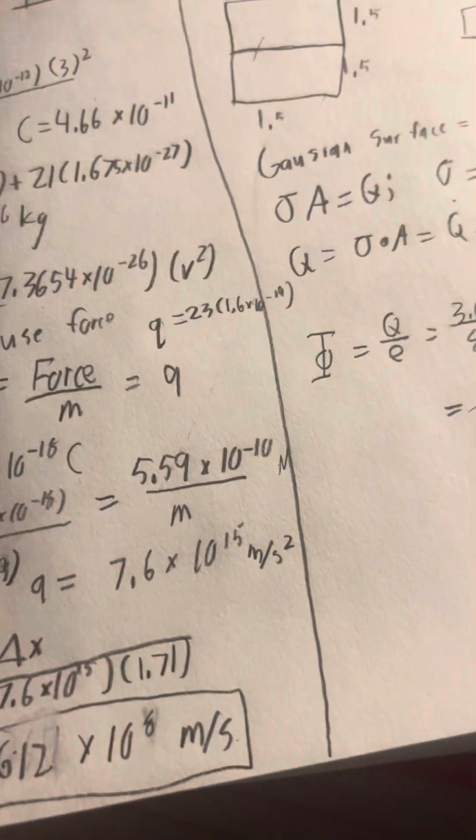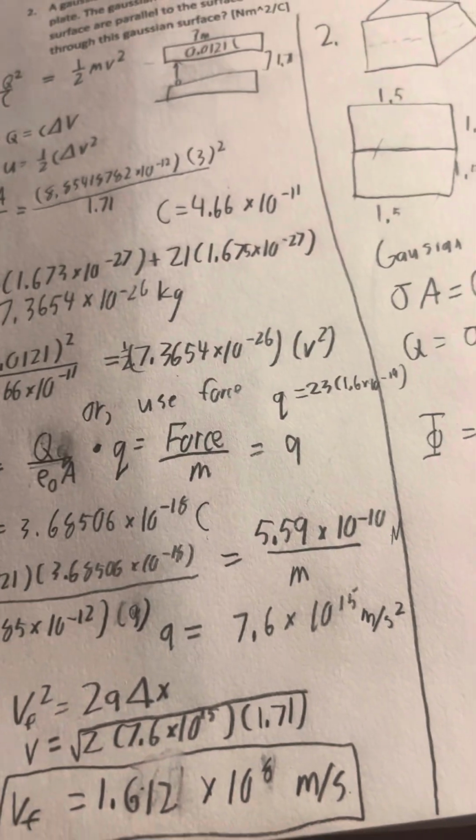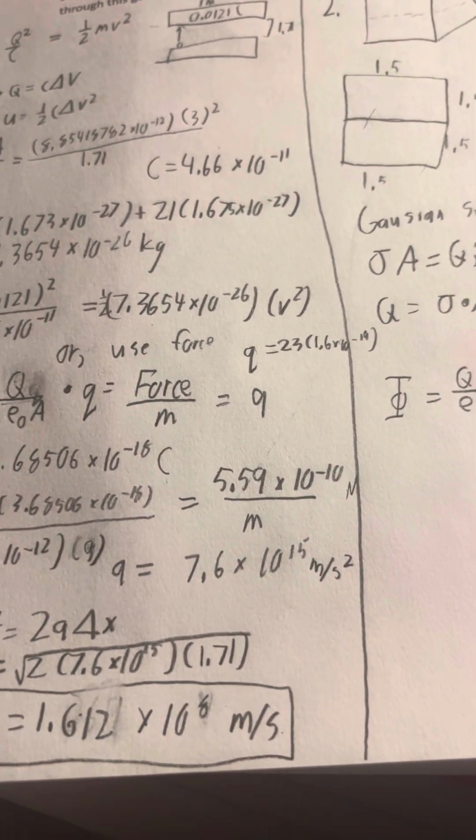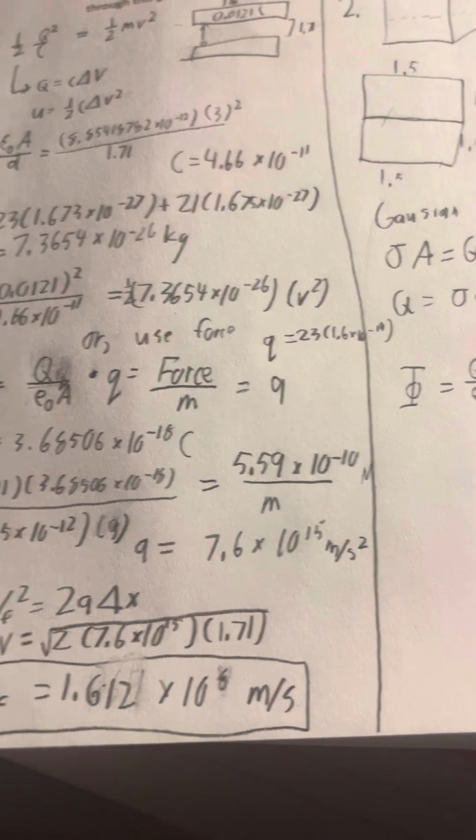newtons. We want to divide it by the mass, and we already found the mass earlier, and we end up getting that to be 7.6 times 10 to the 15th meters per second squared.